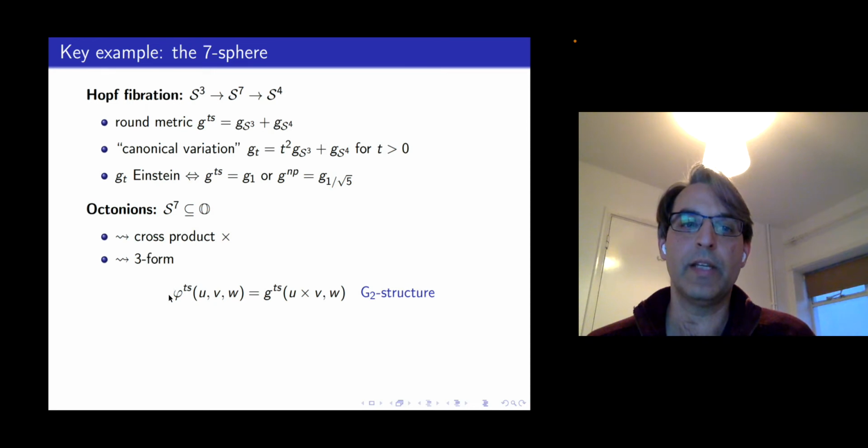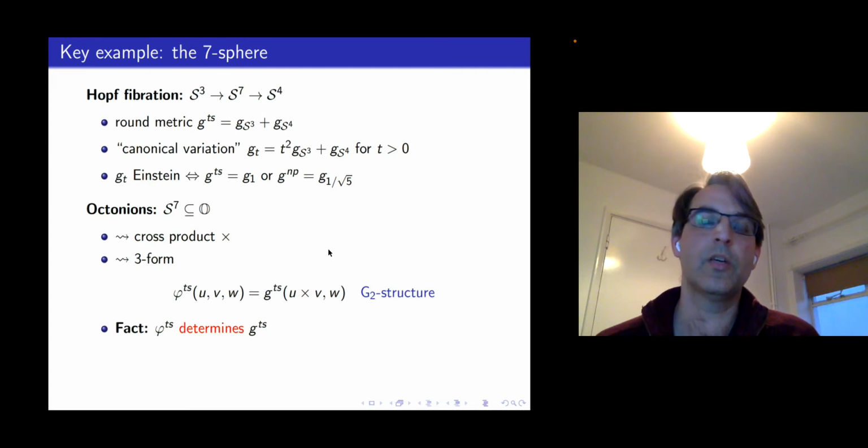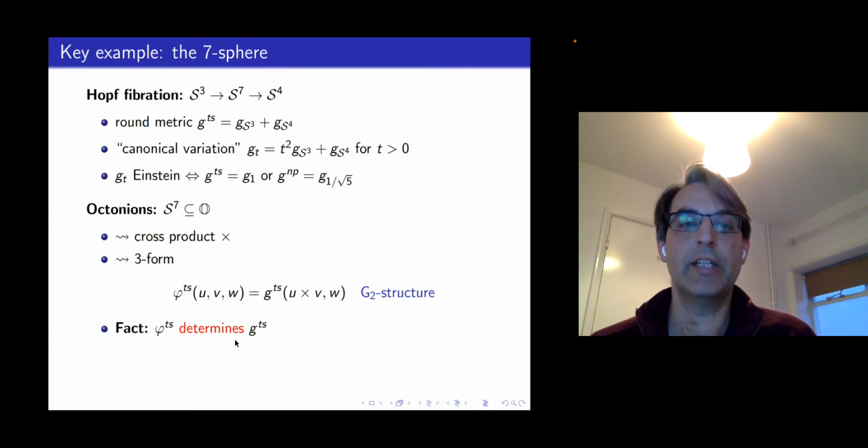The important thing to know is that this G2 structure looks very special, but in fact, it's an open condition to be a 3-form defining a G2 structure, so it's just a non-degeneracy condition. Therefore, the precise formula is not important. What's important is that this 3-form is non-degenerate. So what that means is that this 3-form actually determines the metric. That's what this non-degeneracy condition will give you. If you have a non-degenerate 3-form, it will determine a metric for you, and in fact an orientation as well.